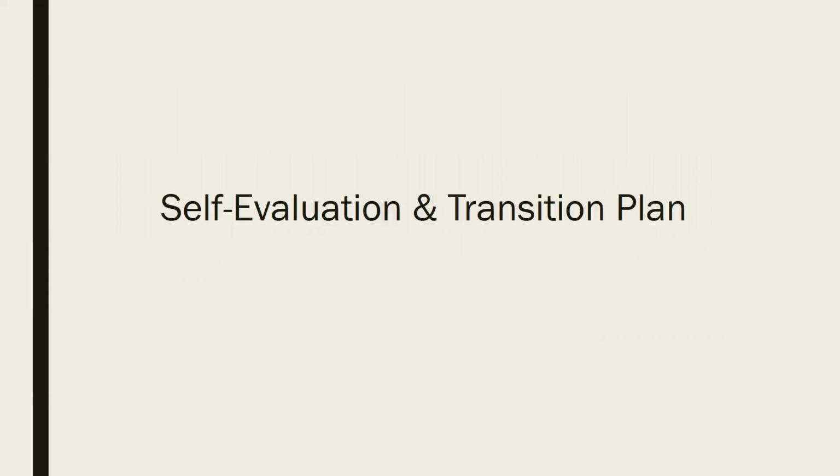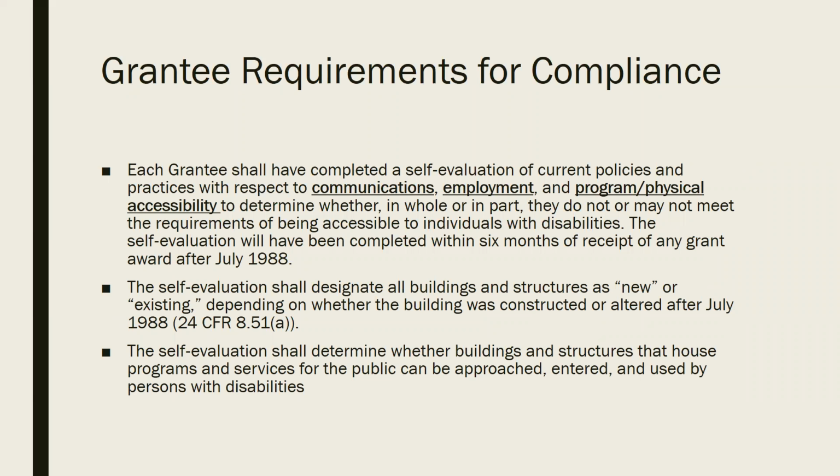So next, we're going to talk about the self-evaluation and transition plan. This is going over your buildings or structures that the local government owns. And you want to address communication, employment, program, physical accessibility. Any building that the local government owns that was built before 1988 is considered an existing facility. In your assessment, you have to identify if the facilities are new or existing. Anything after 1988 will be considered new.